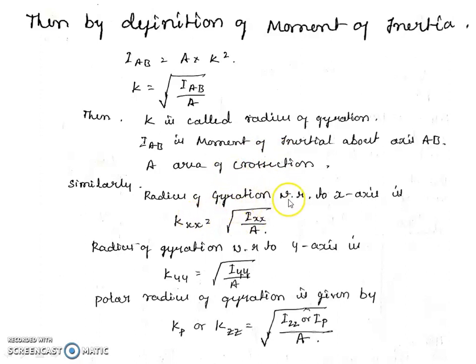Similarly, if I take x coordinate and y coordinate, the radius of gyration with respect to the x-axis is given by kxx equal to root of Ixx by A. Similarly, the radius of gyration with respect to the y-axis is given by kyy equal to root of Iyy by A, and the polar radius of gyration is given by kp or kzz equal to root of Izz or Ip divided by area, all under the root. This is called radius of gyration.